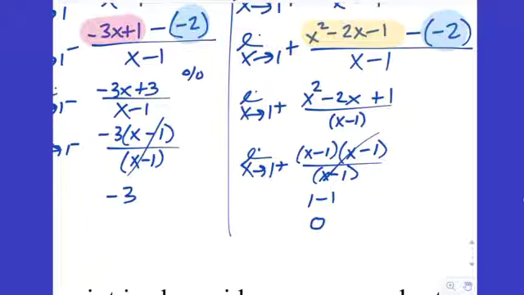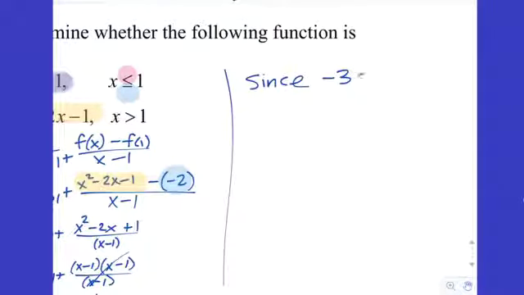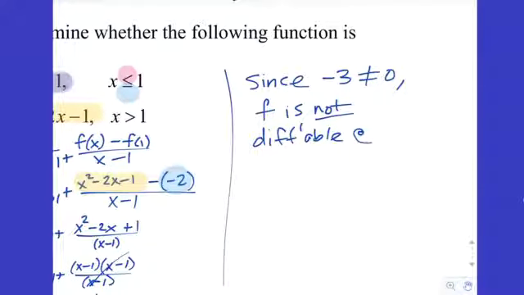Now the moment of truth. You compare your two values. If they're the same, the function is differentiable there. If they're different, or any one of them is undefined, it's game over for differentiability. So does negative 3 equal 0, everyone? No. So we'll say since negative 3 ain't 0, f is not differentiable at x equals 1.